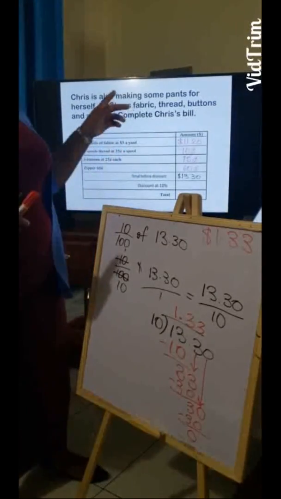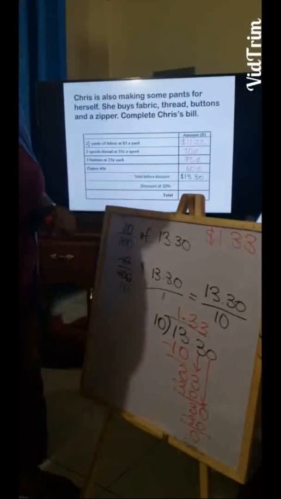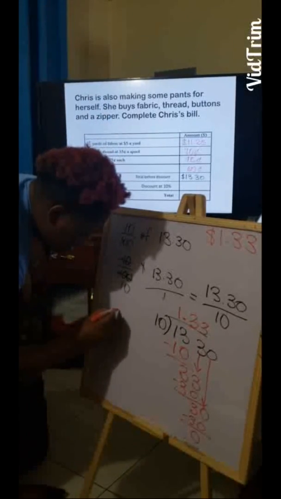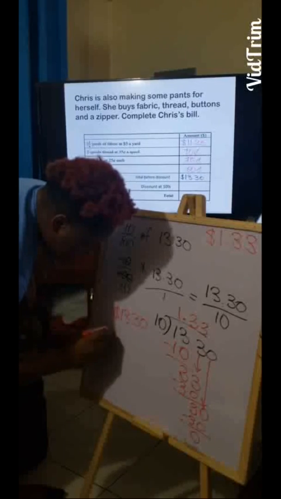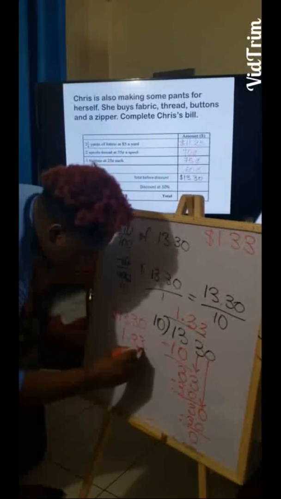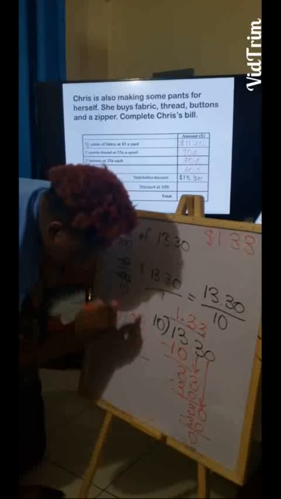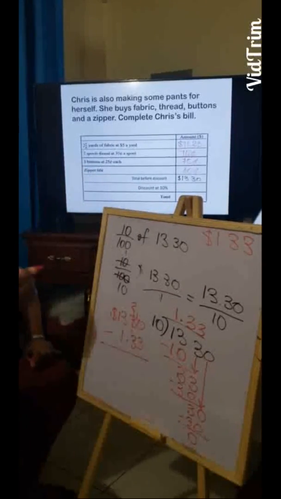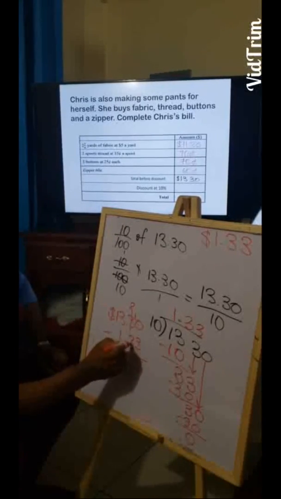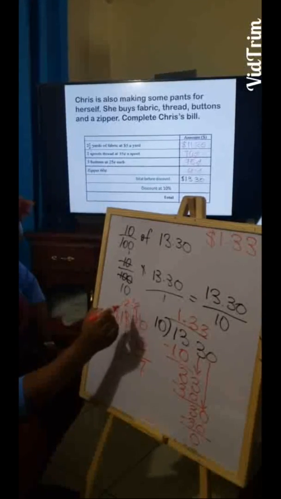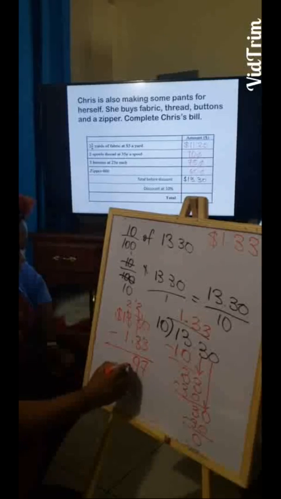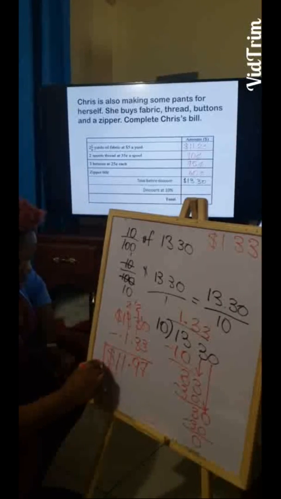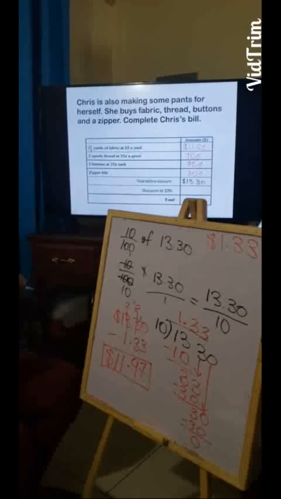So if it is that Chris was going to pay $13.30 in the beginning, and there's a discount of $1.33. How could we find the total after the discount? Of course, we could just subtract $1.33 from the $13.30. So $13.30 minus $1.33. So let's go. 3 from 0 can't. So let's go. 3 from 10, 7. 3 from 2 can't. So let's go. 3 from 12. Put back our point. 1 from 2. 0 from 1. And this would be the grand total after the discount that Chris will pay.